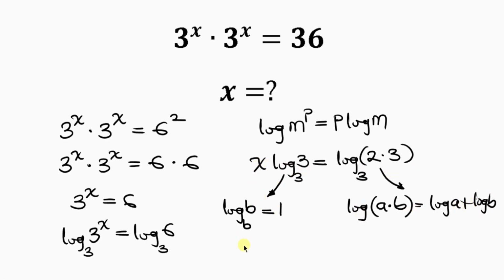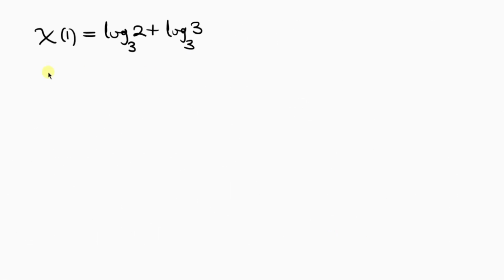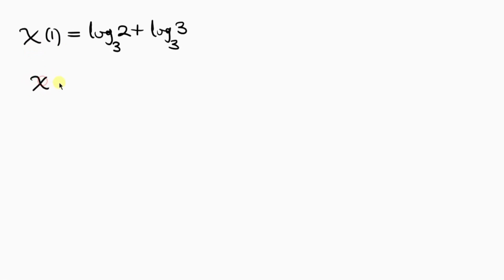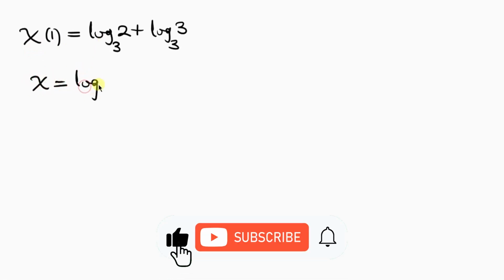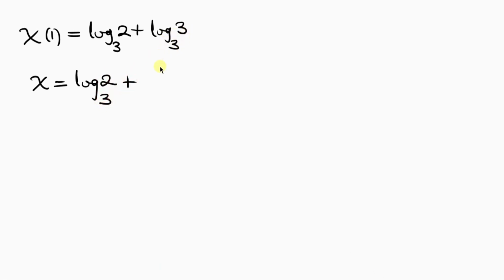So this is x times log 3 base 3 is equal to 1. So this is x times 1. And this is equal to, on the right hand side, we're going to be expressing this like this. So we have the log base 3 of 2 plus log 3 base 3. So x times 1 is x, and this is equal to log 2 base 3 plus, now log 3 base 3 is equal to 1. So the solution for x is equal to log 2 base 3 plus 1.